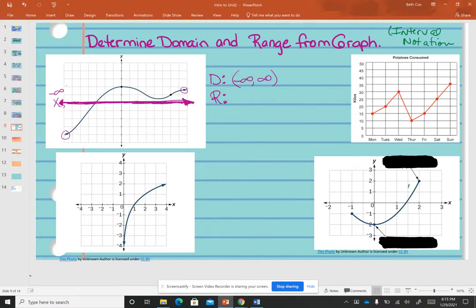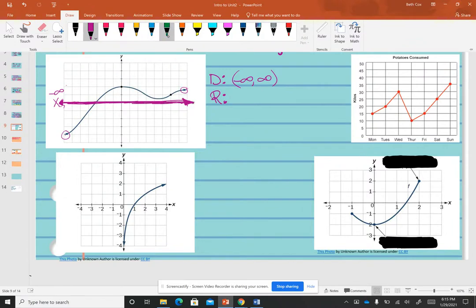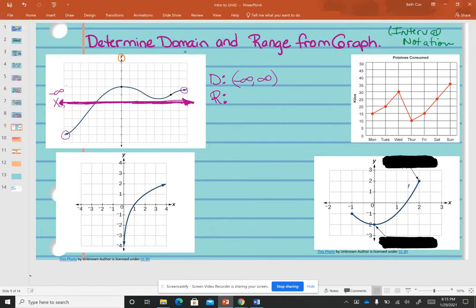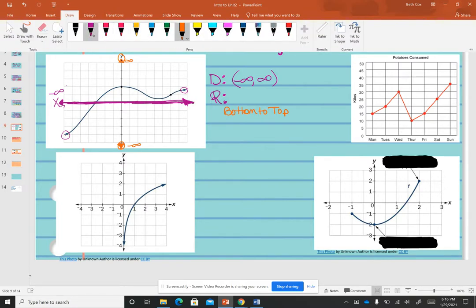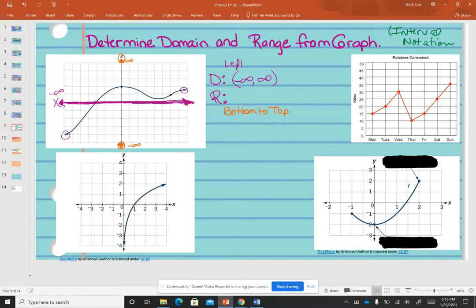Now the range is the y values. Now this one's harder because we're not used to doing a y number line, but the y number line is an up and down number line. We have the arrows up and down. This is -infinity, and this arrow here is +infinity. And when we do up and down, we do bottom to top. We always do bottom to top. When we're doing domain, we're always going to do left to right. In range, we're doing bottom to top.